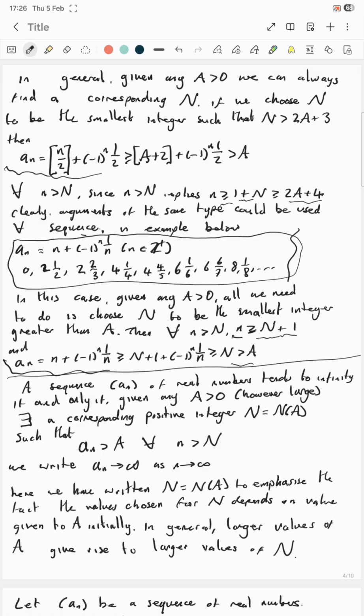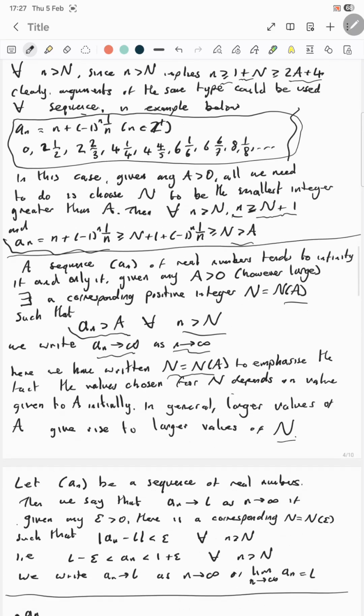Now, a sequence a of n of real numbers tends to infinity if and only if given a greater than 0, however large, there exists a corresponding positive integer, N equals N of a, such that a of n is greater than a for all n contained within N. We write a of n goes to infinity as n goes to infinity. Here we have written N as a function of a. Now, to emphasize the fact that the value chosen for N depends on the value given for a initially, in general, larger values of a give rise to larger values of N.